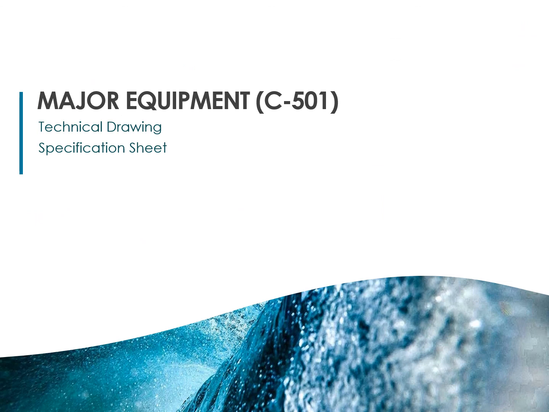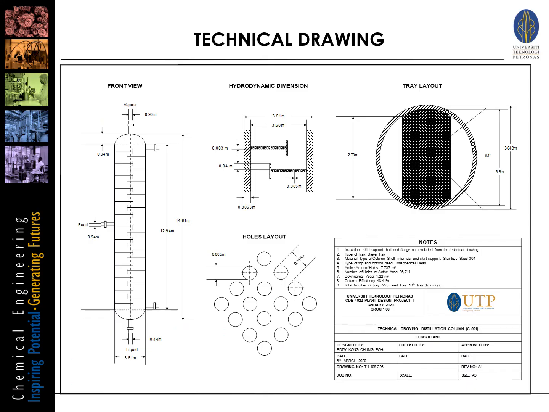So here I'm going to show you how the technical drawing is being presented and the specification sheet. Here I present you my technical drawing. This is the front view of the distillation column. Here is the hydrodynamic dimension with the tray laid out and also the holes laid out, for which the pitch is being presented, and also the diameter of this hole is being specified as well.